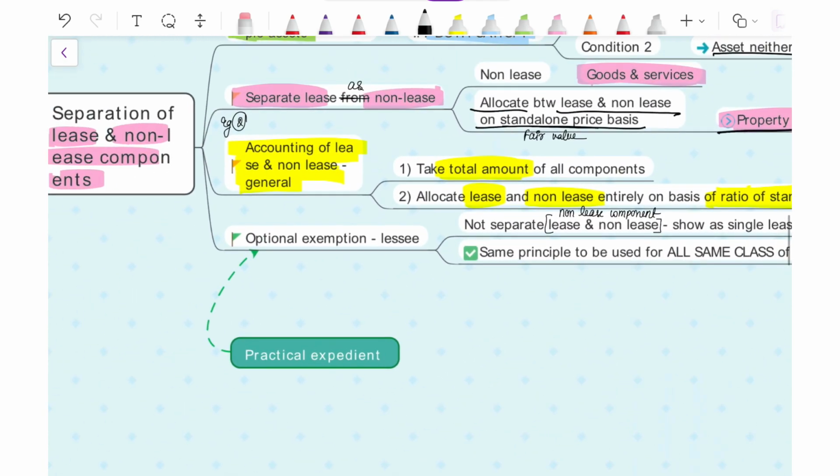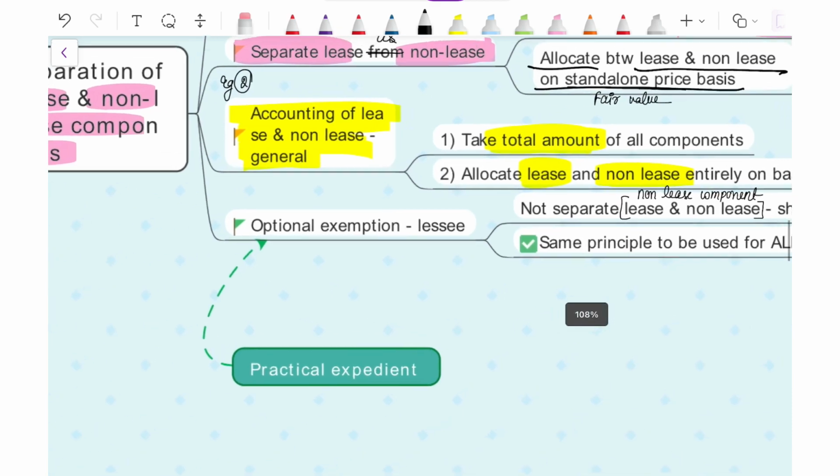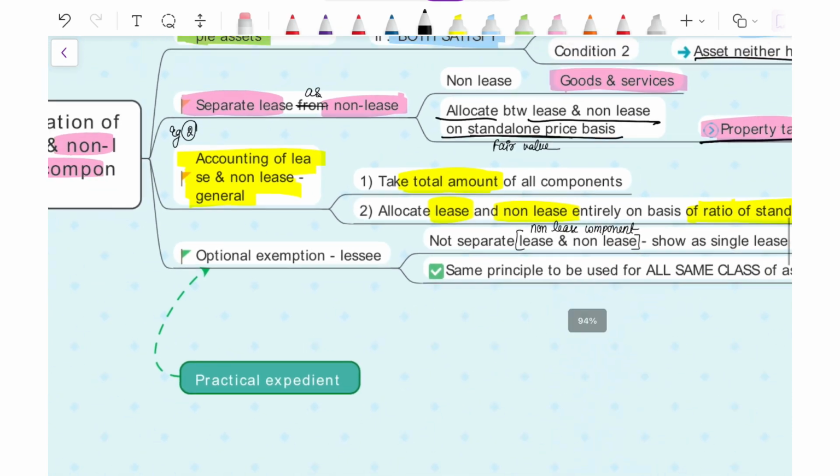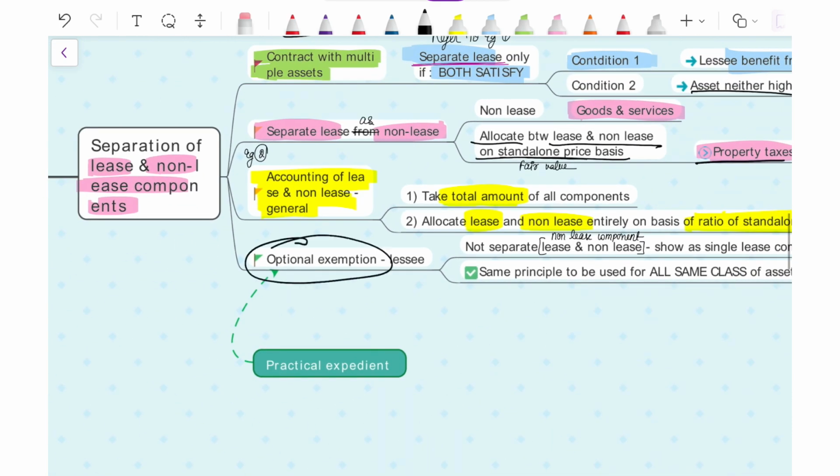Fine. So now let's continue. So I hope you understood how you have to account for the lease and non-lease components in general. Okay. So there is one optional exemption which the lessee gets. The lessee has a lot of options and exemptions which he gets in this chapter, whereas the lessor does not get any. So the lessee gets an optional exemption here also.